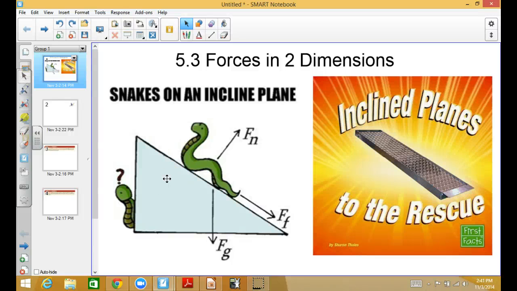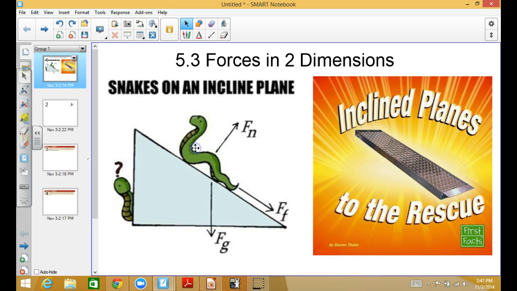Welcome to 5.3, which is forces in two dimensions, and specifically it's going to be dealing with inclined planes. Now, I found this cute little picture, snakes on an inclined plane, just to demonstrate the properties that are going on inside of an inclined plane. And right off the bat, here's the first thing I want you to notice.